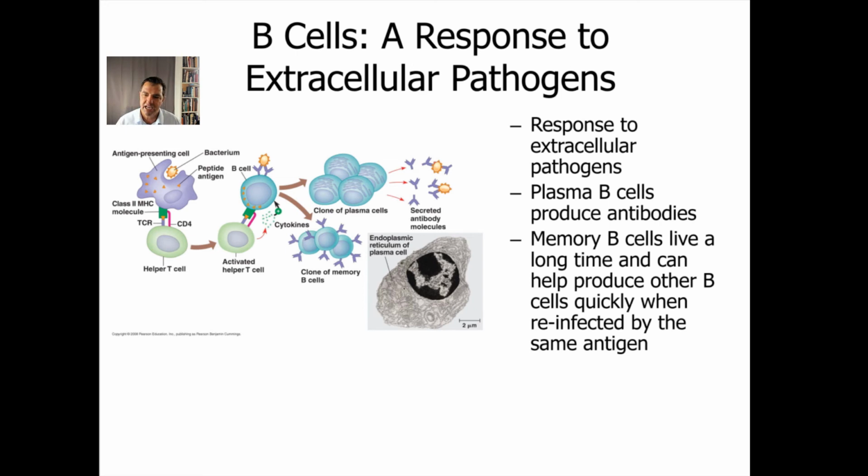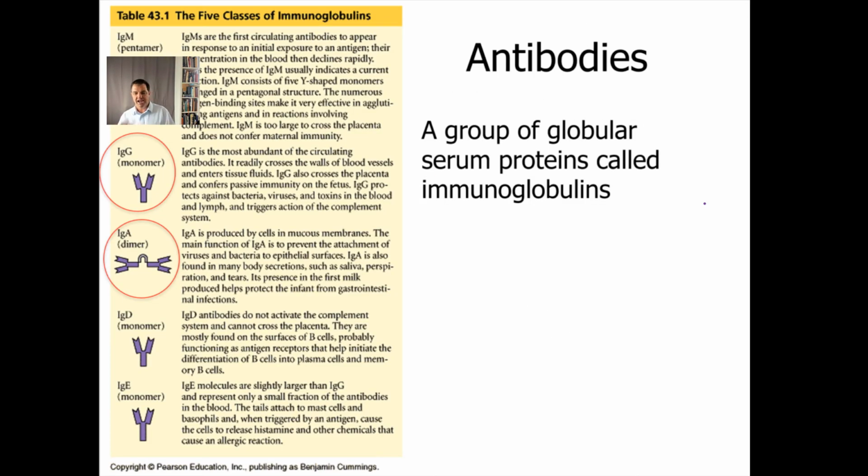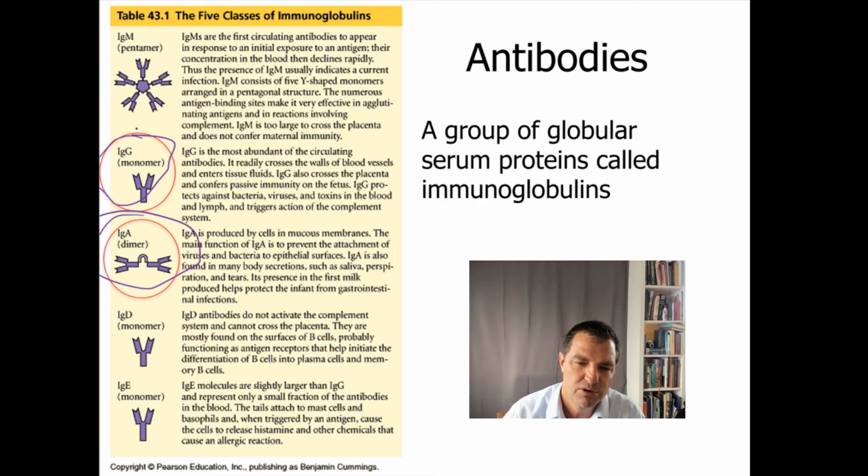Okay, and again, B cells, remember, they produce antibodies. That's the key there, and they can live a long time. So you can produce these memory B cells, and that's why you have that quick reaction later on. Now, there are a bunch of different kinds of antibodies, and I'm only going to tell you about two of them, IgGs and IgAs. IgGs are the most common, most abundant one, and these can cross the placenta.